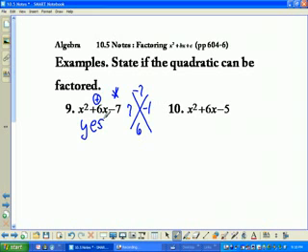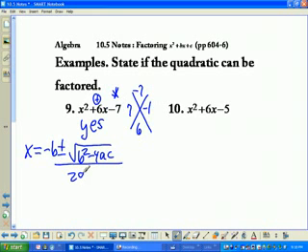Now, what do I do if I get a harder problem than the one I gave you here? What happens if we got something that has 15 factors? You probably don't want to sit there going through every single pair until you find them. Well, one way you can do that is remember our quadratic formula, x equals negative b plus or minus the square root of b squared minus 4ac all over 2a. Now in this problem, a is 1, b is 6, c is negative 7.